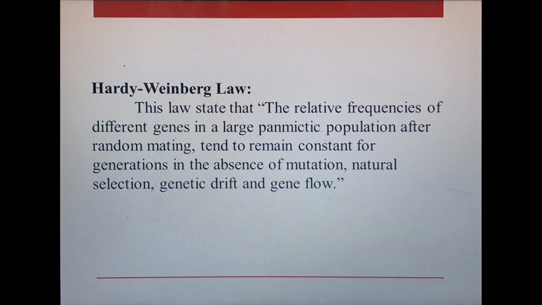Now, what is panmictic? Panmictic is a mating pattern that leads to random union of gametes from individuals. That means every individual has the potential to mate with every other individual present in that particular population. This is called random mating or panmictic population.